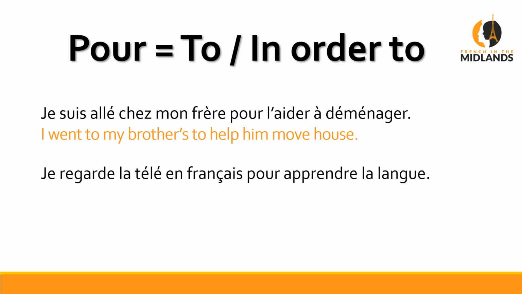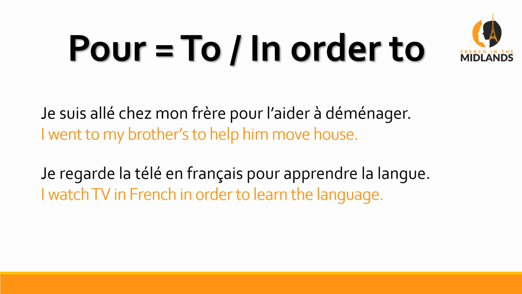Je regarde la télé en français pour apprendre la langue. Exactly the same thing here. I watch TV in French in order to learn the language. There's this objective of in order to do something. And that's the two big differences between for and in order to. And it's the same word in French, it's pour.